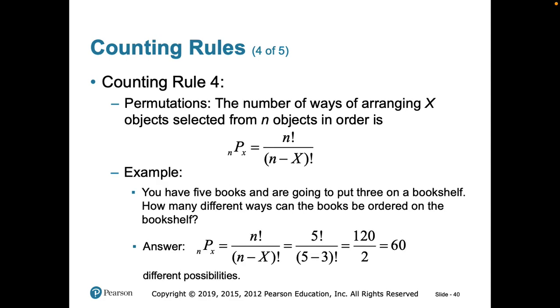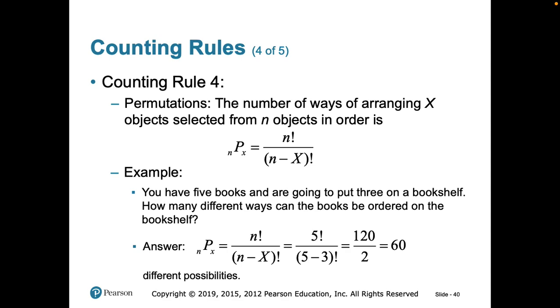All right, counting rule number 4 is the permutation. Basically, this is the number of ways of arranging X objects selected from n objects in order. So imagine that you have those 5 books, but you're only going to put 3 on a bookshelf. How many different ways can the books be ordered on the bookshelf? Out of those 5 books, you're only going to put 3 in there. So how many different ways can you do that?